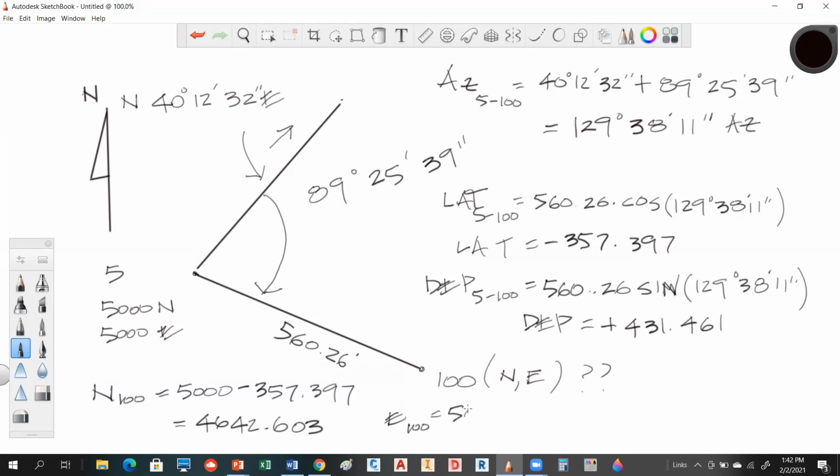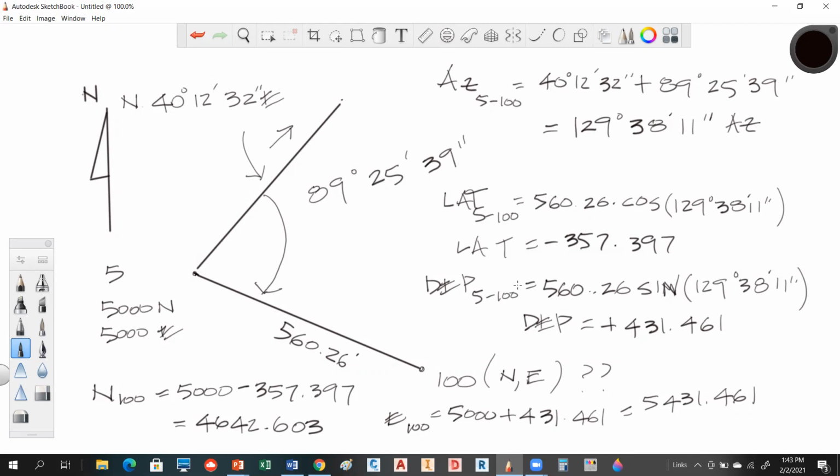And my easting is the easting coordinate of 5 plus the departure, and that is a positive departure. So we get 5,431.461. So what we just did there, this process, is called a direct routine, okay? You're taking an angle or direction, converting it, and then getting a latitude and a departure and getting it into coordinates. Those are the two big things that we're going to be concentrating on.